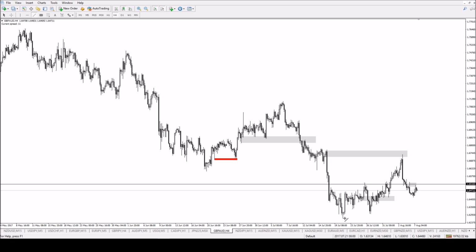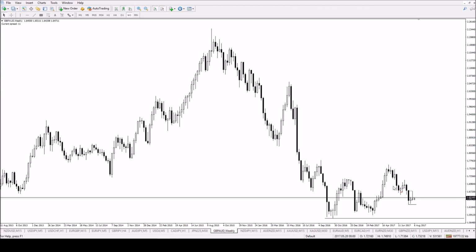So I think there's going to be a lot of stops resting below these lows here. If you look at the weekly, nice rejection on the weekly, and I think we're going to roll over and take out these lows here.